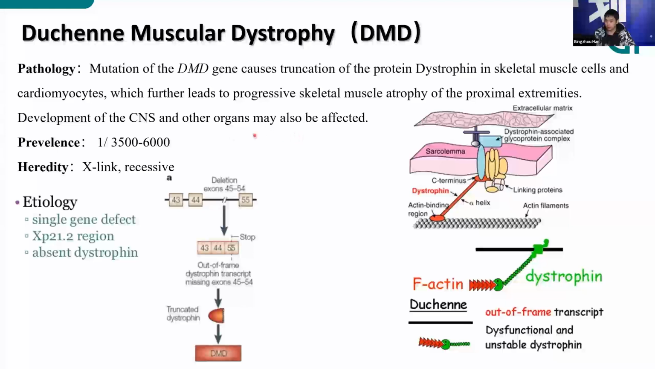And this disease has a very high prevalence in the world population, like 1 in 3,500 to 6,000 people. And the heredity of this disease, the DMD gene, is X-linked recessive.